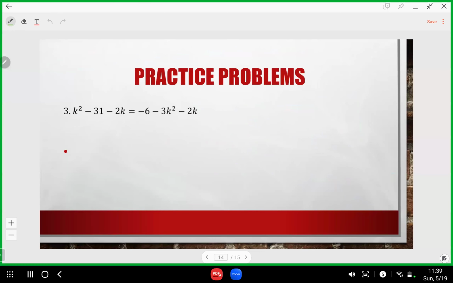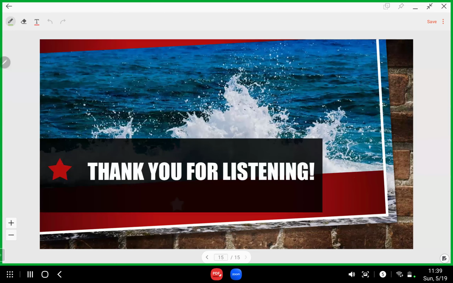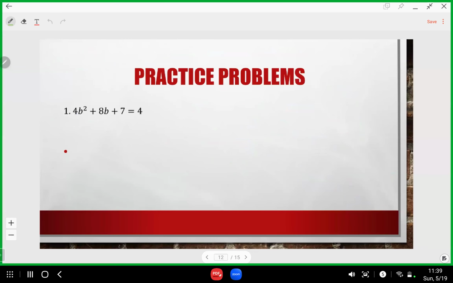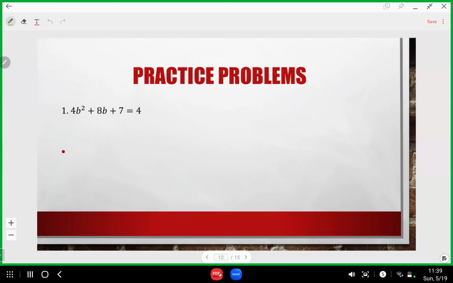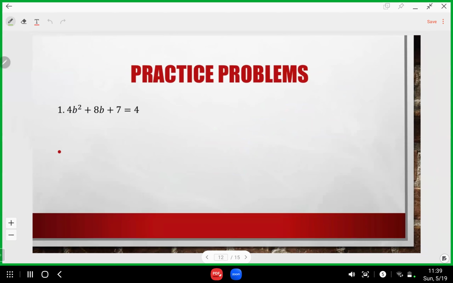Let's continue now to some practice problems. For these, you can use either factoring or the quadratic formula. Make sure you decide which one works best. If it is factorable, obviously use factoring because it's just much faster. If it is not, then you have to use the quadratic formula.